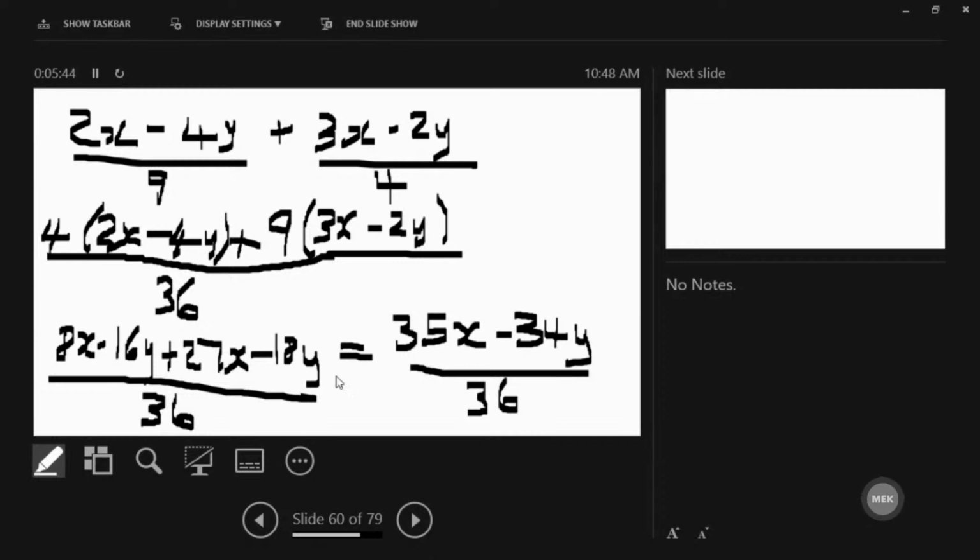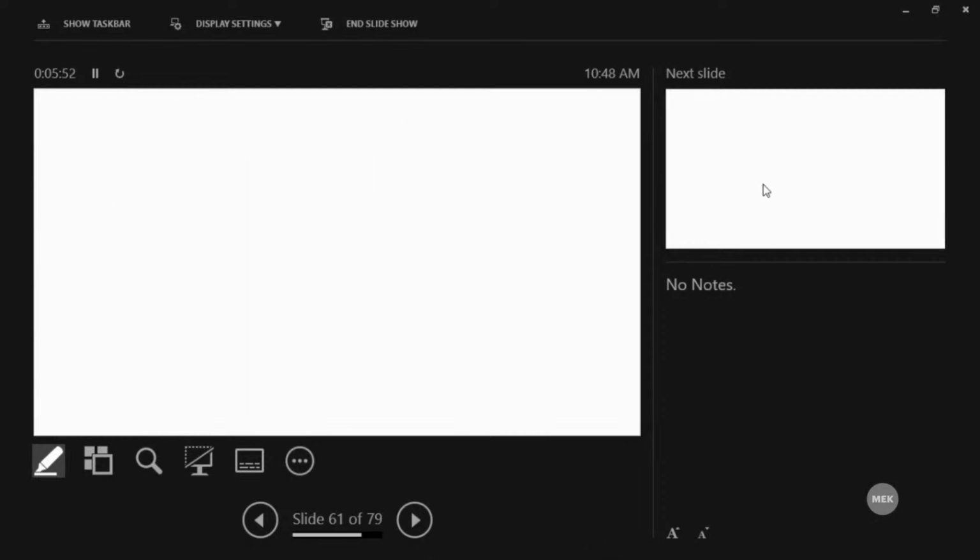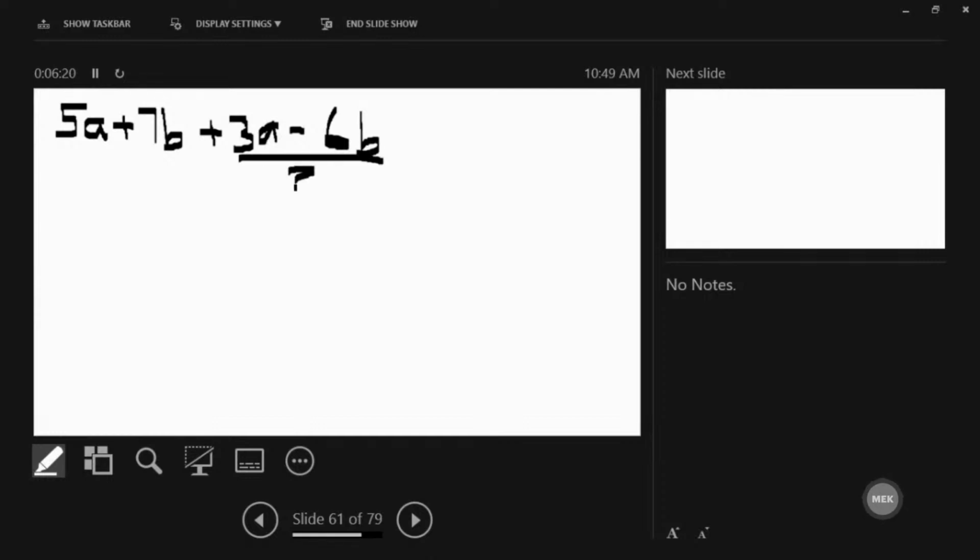So let's move on to another example. All right, so let's say we have (5a plus 7b) over 8 plus (3a minus 6b) over 5.